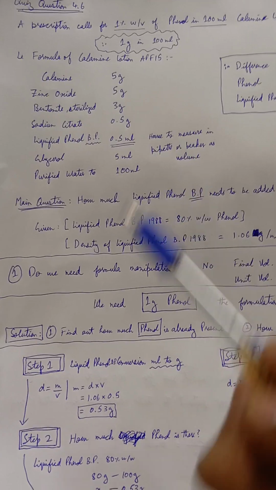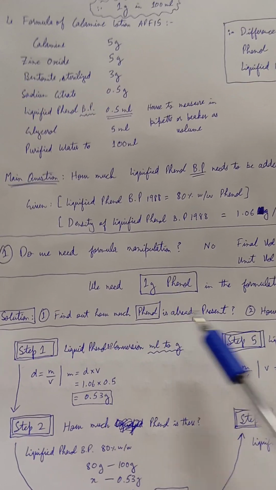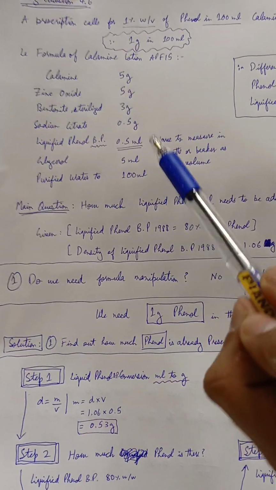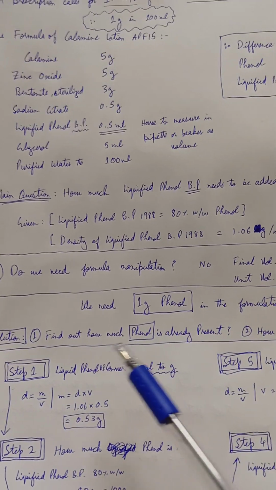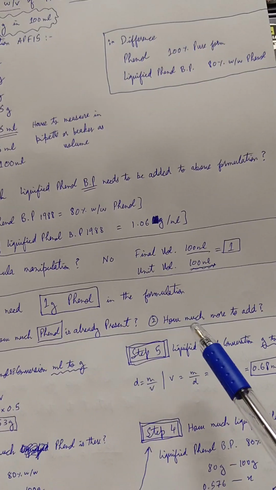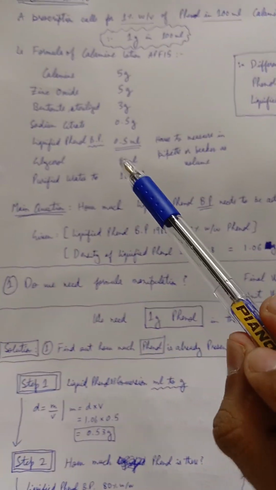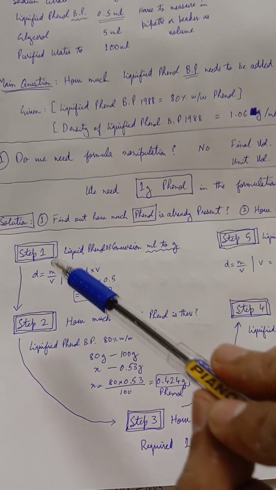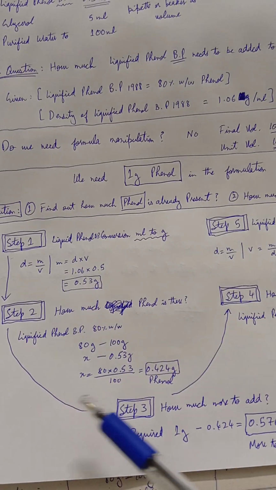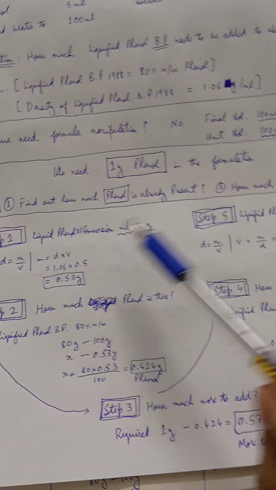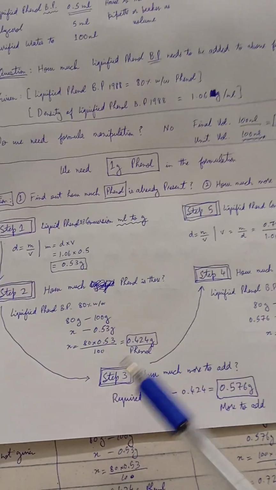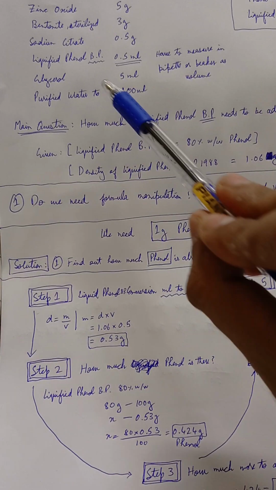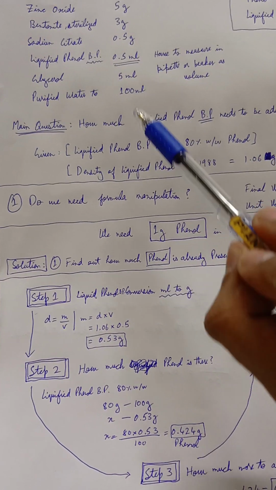Now the solution of this question. First we need to find out how much phenol is already present here. How much phenol is already present in this liquefied phenol 0.5 ml. We'll find out how much phenol is already here, and then we will find out how much more to add to it. This is going to answer our question. Now I talked about a concept where we need to dive down and then we will come up using the same steps. These two steps are going to be the same. We'll see how. Step 1 here, we need to convert this liquefied phenol milliliter to weight.